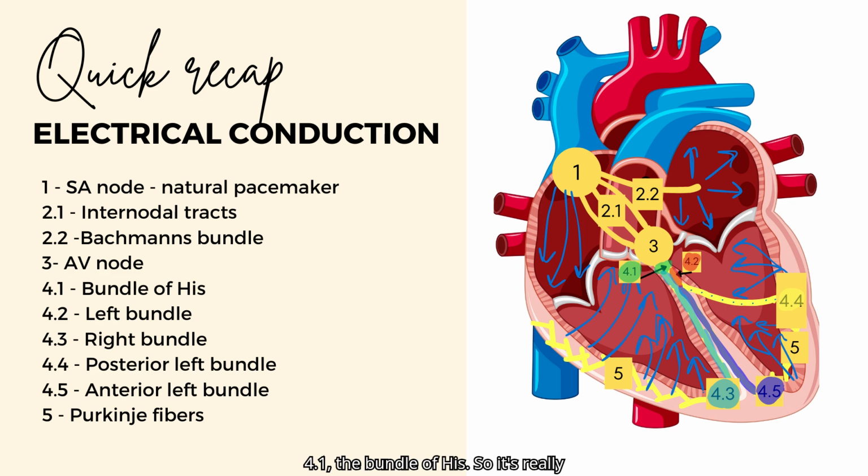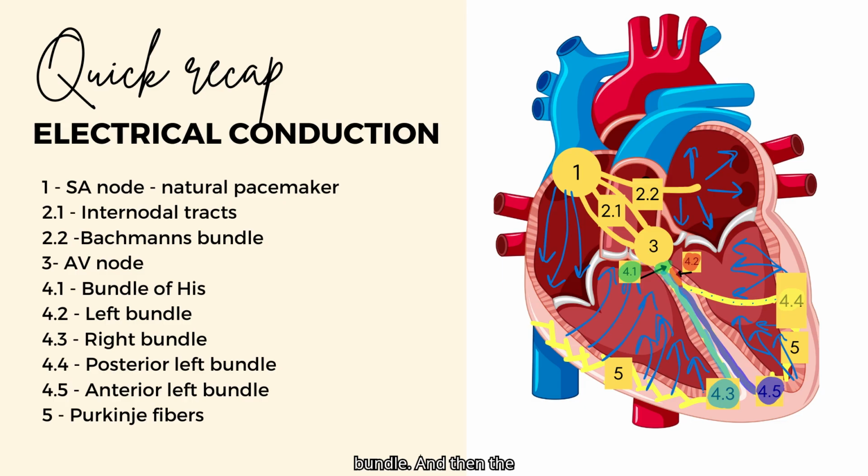Next, we have 4.1, the bundle of His. So it's really tiny here, but it's that little green thing right under 3. And so the bundle of His is basically what comes out of the AV node. And then this bundle of His basically divides into 2. It divides into the left bundle and the right bundle.